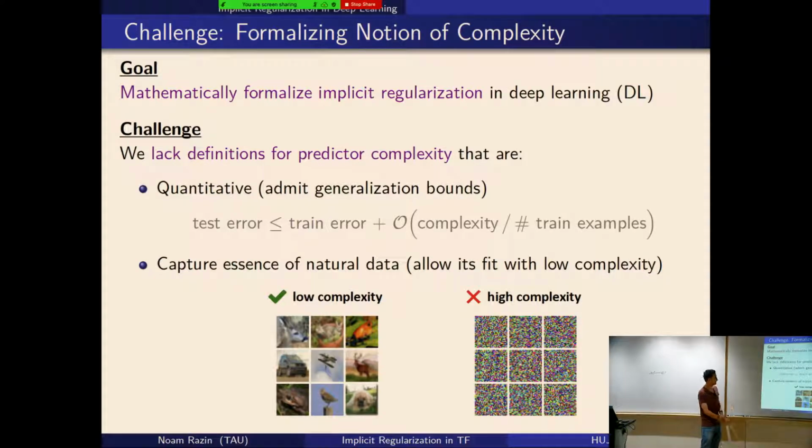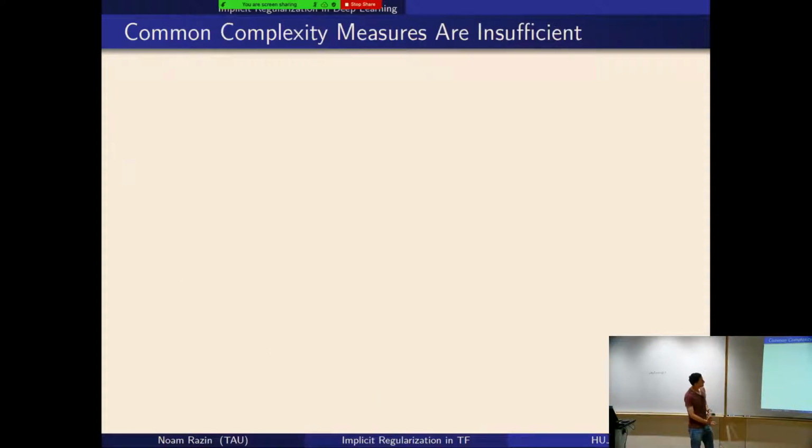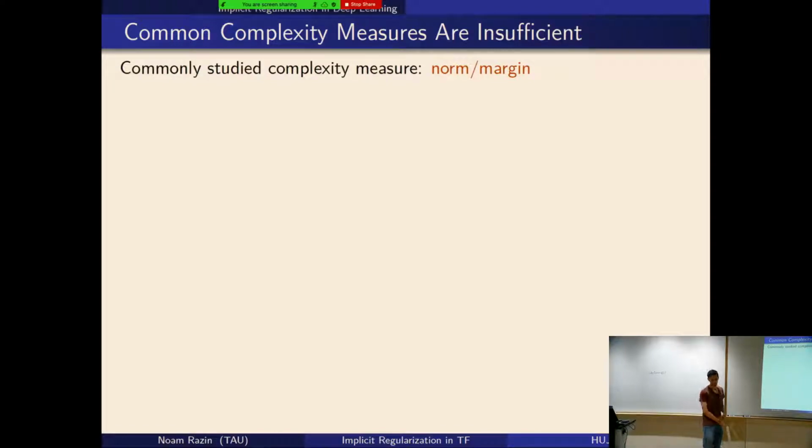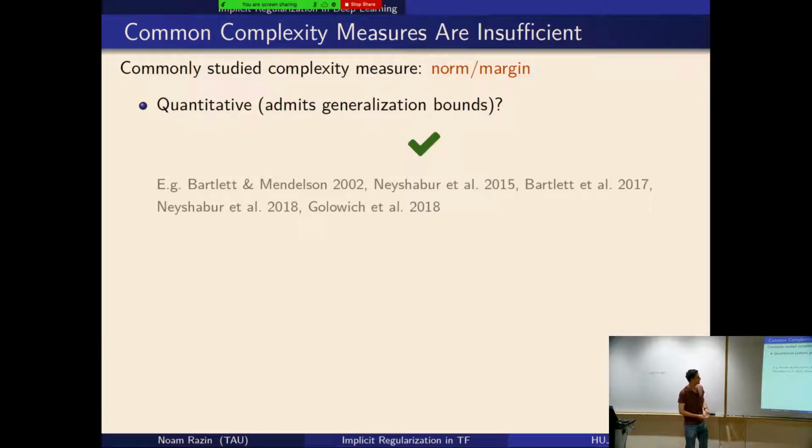So we don't have these complexity measures yet. And just to give an example, if we consider perhaps the most commonly studied one, which is the norms of the parameters, or alternatively, the margin of the function, then in terms of the first requirement, yes, it is quantitative. We can derive generalization bounds based on the norm of the parameters.